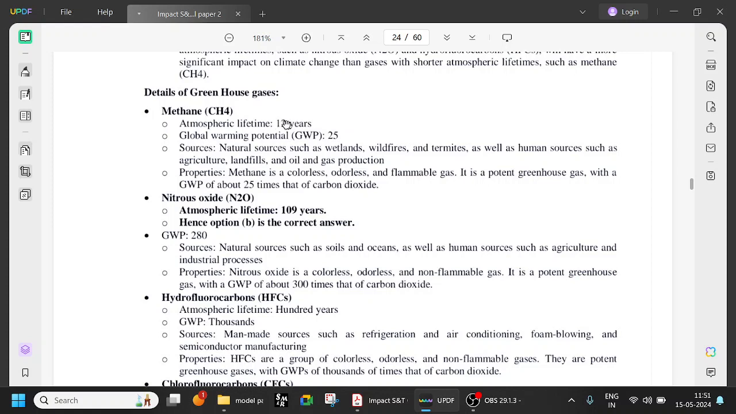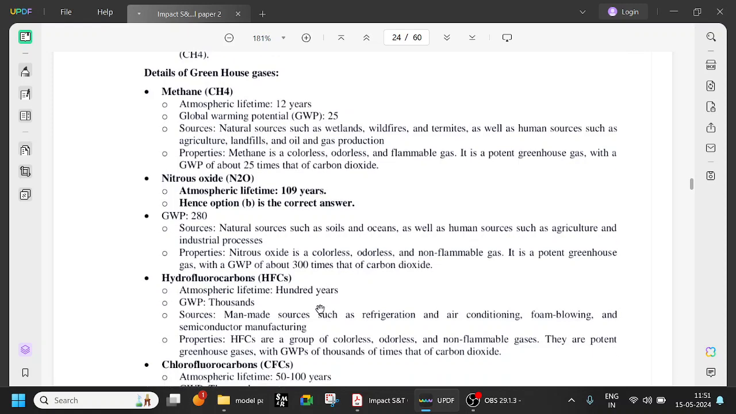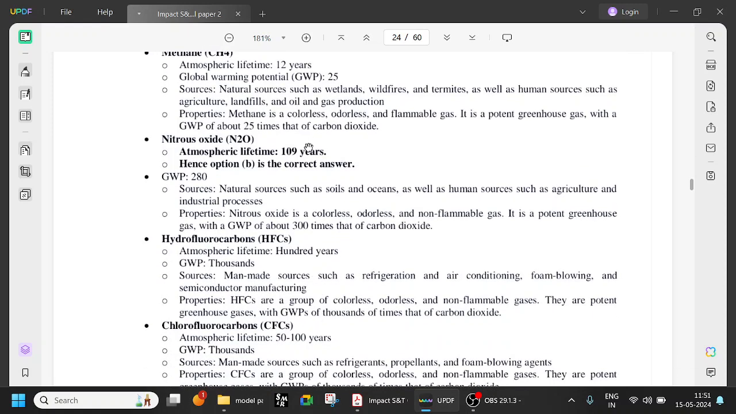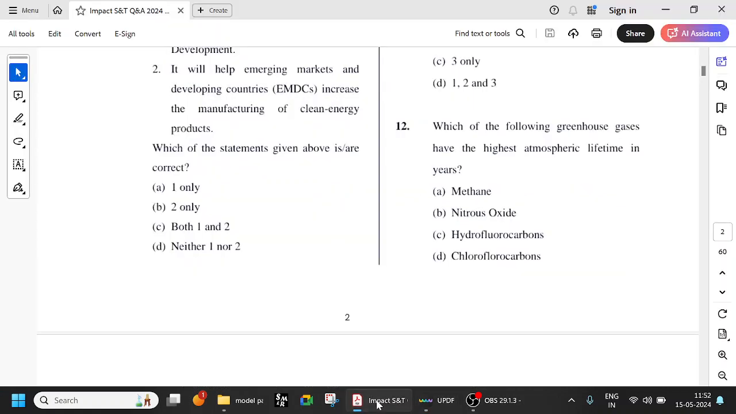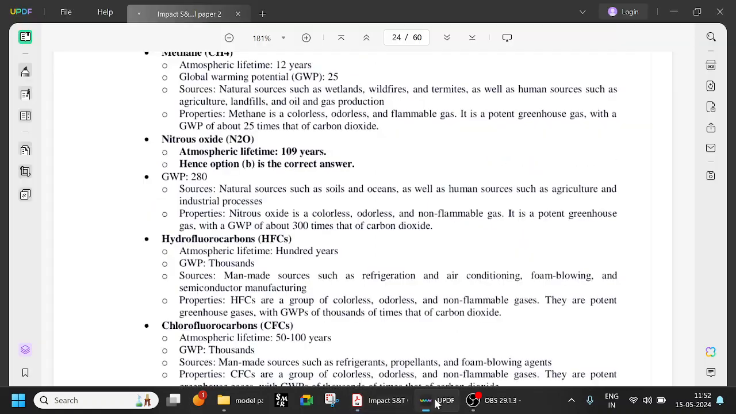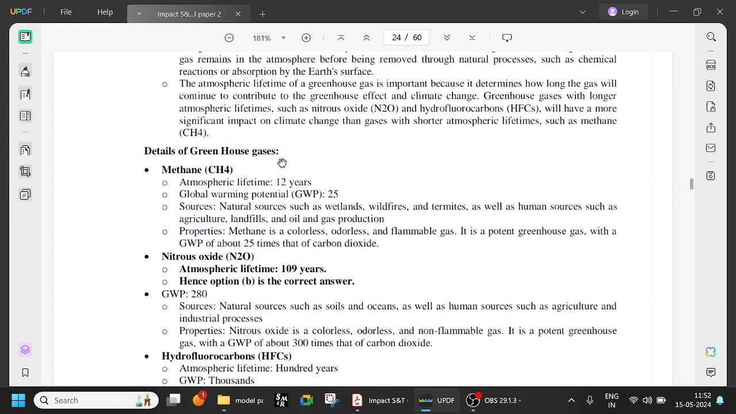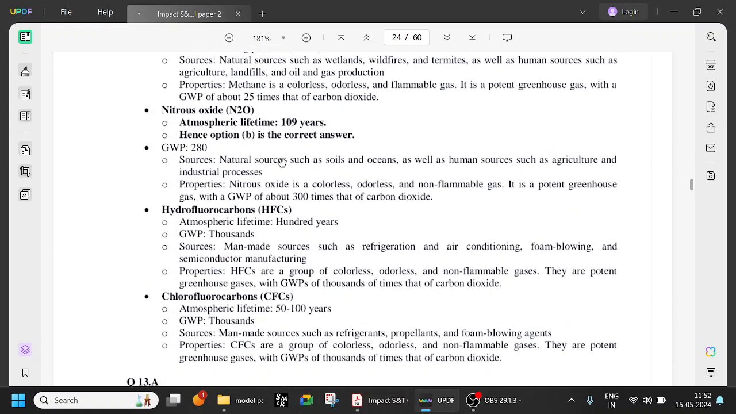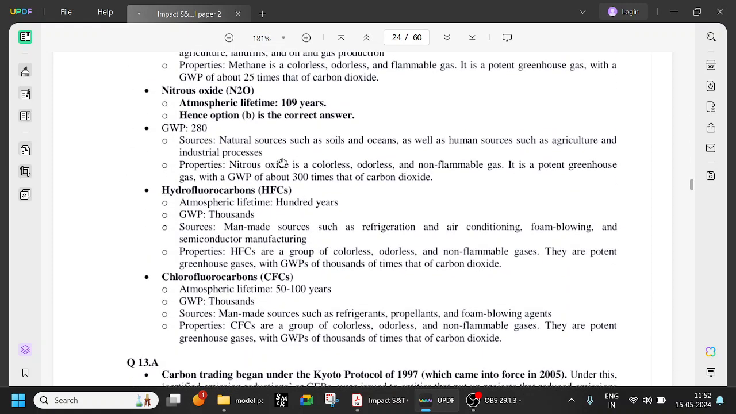Okay, methane is quite low, 12 years. Then you have HFC at 100 years. CFC is 50 to 100 years, and nitrous oxide is 109 years. Okay, so let us see what is the question. Which of the following greenhouse gases has the highest atmospheric lifetime? Which of the following has the highest? Nitrous oxide. Okay, nitrous oxide has the highest. Out of all these, try to remember: methane has the lowest, nitrous oxide has the highest.